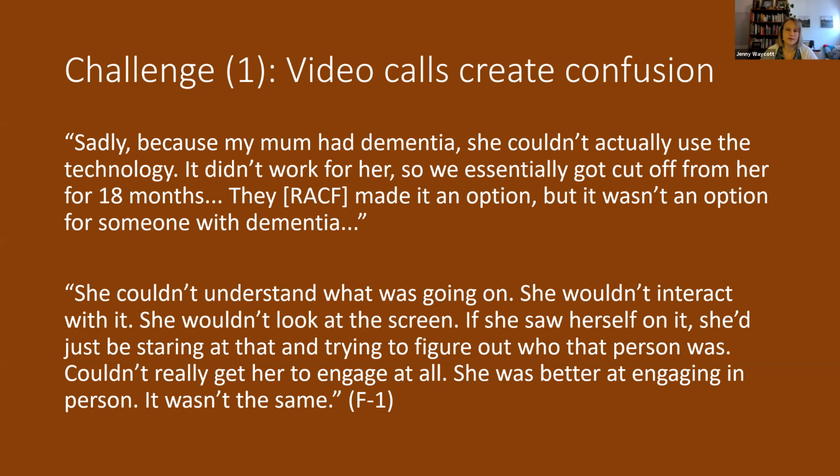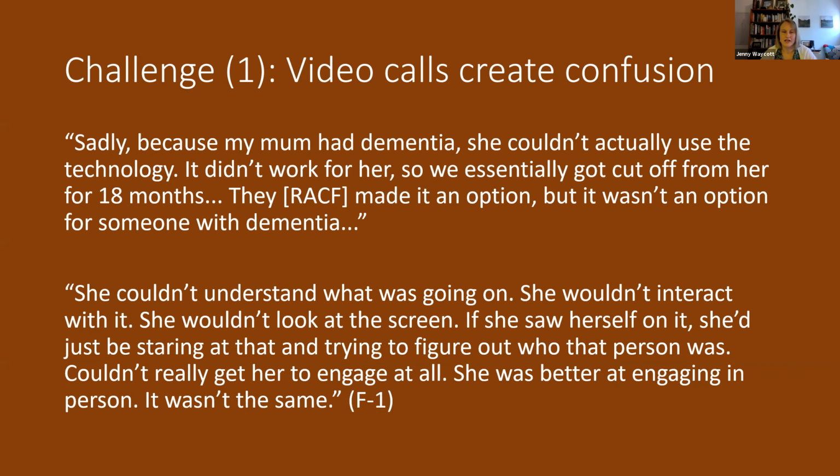I started with this one because it's a really significant challenge, and I don't have an answer to this challenge, but just to highlight that it's not a simple matter of putting video conferencing tools into aged care and enabling people to connect.